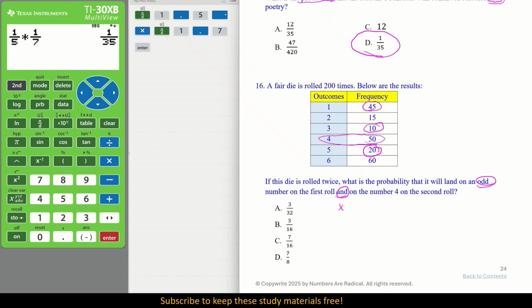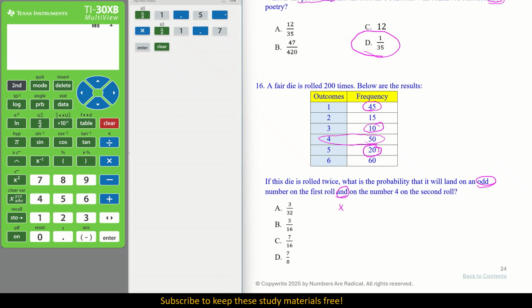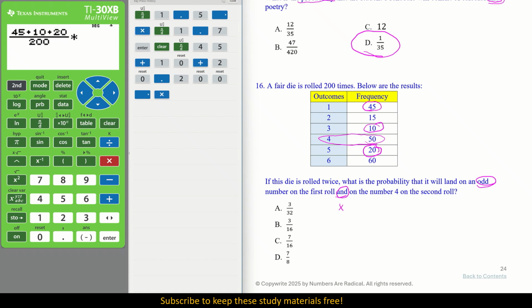How do we set this up in the calculator? Let's clear this out. Our first event is odd. So put your fraction in. You have to add those all up, the frequencies are added in our numerator. So 45 plus 10, and then plus our 20. That's our part we're asking about. Now our total is given to us as 200. Now we know that we are multiplying because of the word and. Now we have another event. So let's set up our fraction and the numerator is determined to be 50, same total of 200. Okay, push enter, and that's option A.